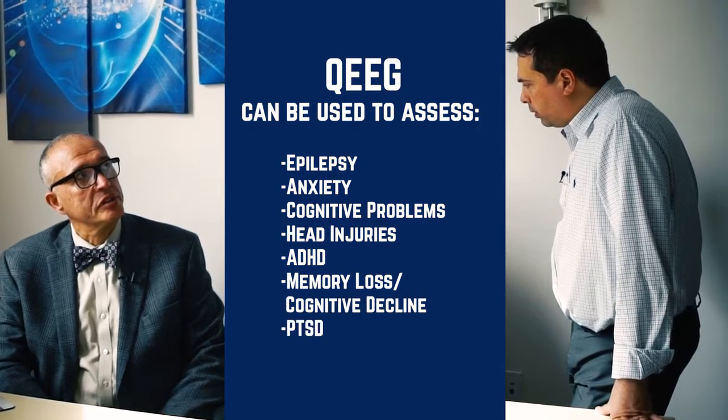And of course PTSD and depression is kind of famous. Any kind of issue that has to do with brain function can be clearly seen on quantitative EEG, especially for older adults, differentiating between perhaps early memory loss and depression is a big thing to look at as well. That way you can treat it properly.